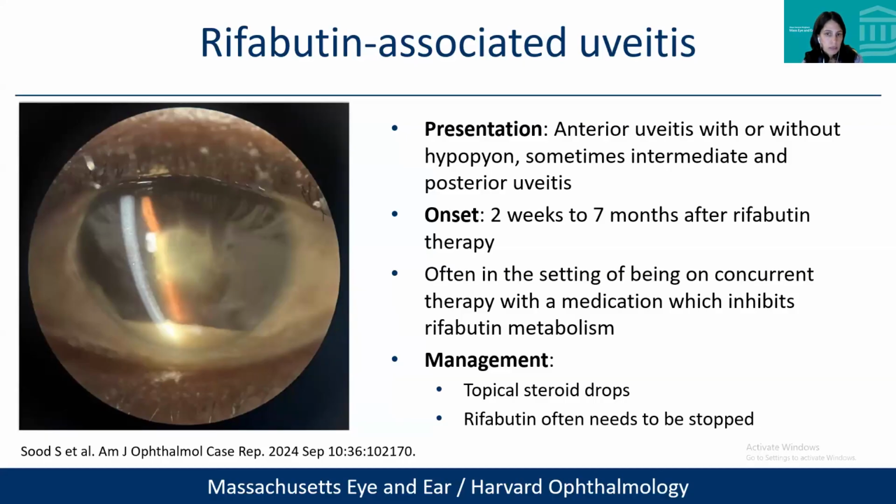Here, the onset is weeks to months after the initiation of therapy, and many times they are on a concurrent therapy that inhibits rifabutin metabolism, and so potentiation of rifabutin contributes to the development of the uveitis. Here, topical steroids are very effective, and many times rifabutin needs to be stopped to really resolve it completely.